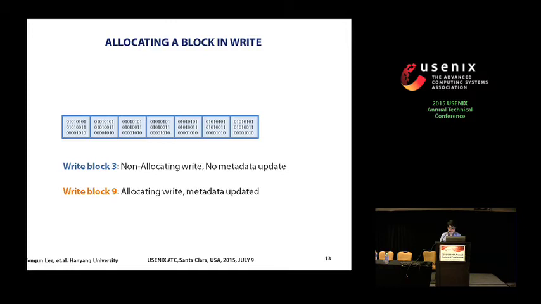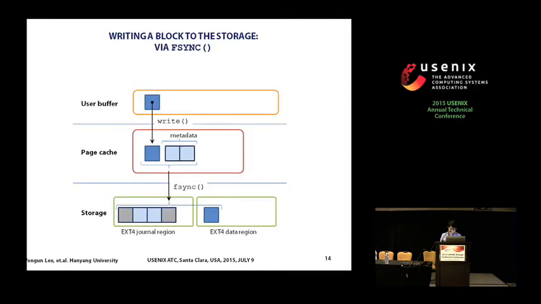There are 2 types of write in the ext4 file system: allocating write and non-allocating write. Metadata is updated in allocating write, and non-allocating write does not update important metadata. This is the I/O path for writing 4 kilobytes using buffered I/O with fsync to the storage. In both allocating and non-allocating write, the file system journals the updated metadata of the file.